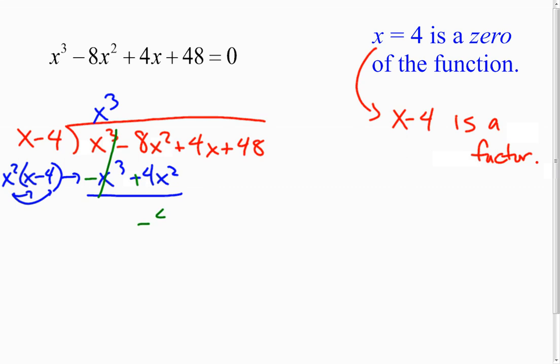This becomes negative 4x squared because negative 8 plus 4 is going to be negative 4. And then the 4x and the 48 drop on down. And now we're just going to repeat the process. What do I need to multiply x by? Excuse me, that should be x squared up there. Favorite student points to whoever caught that.